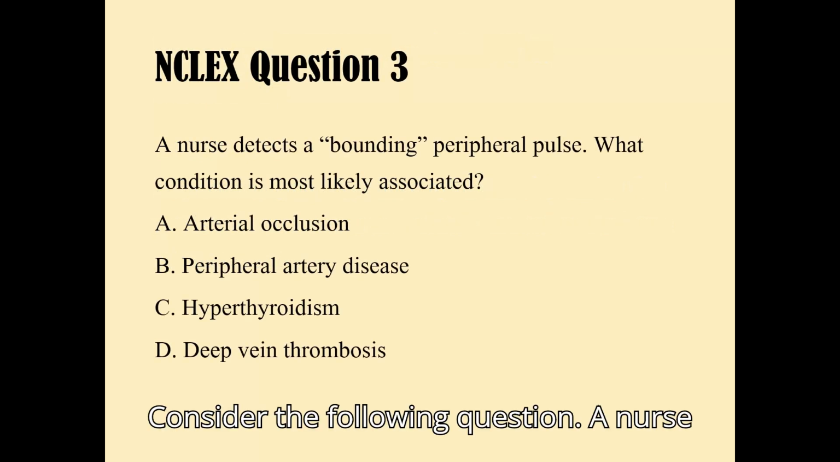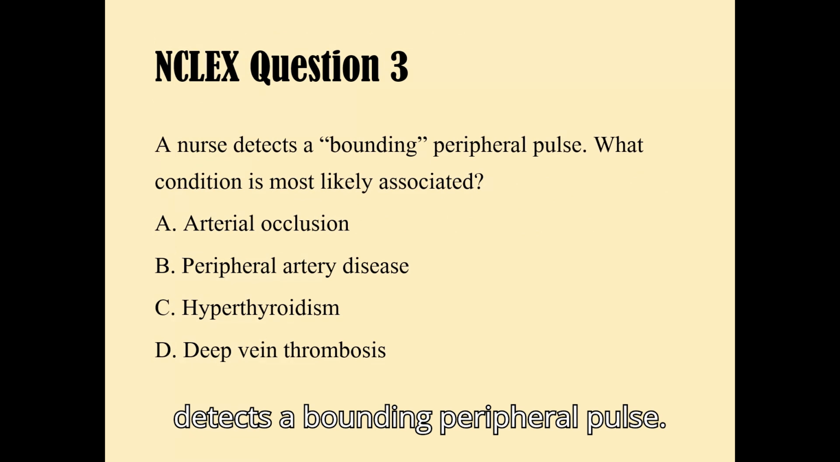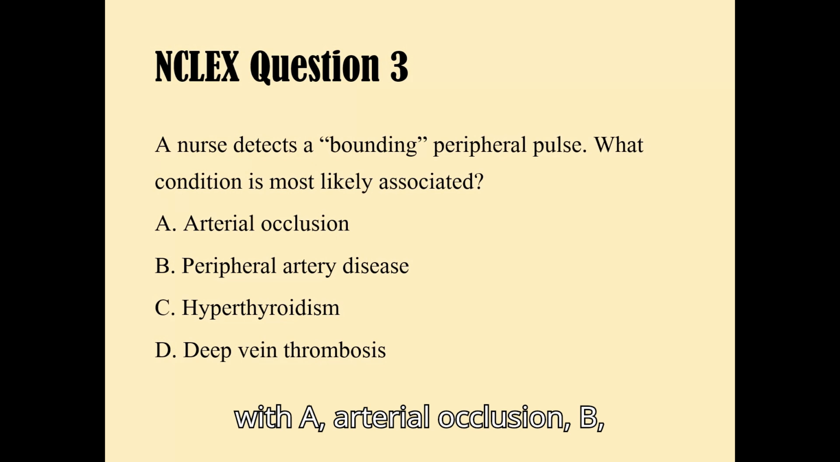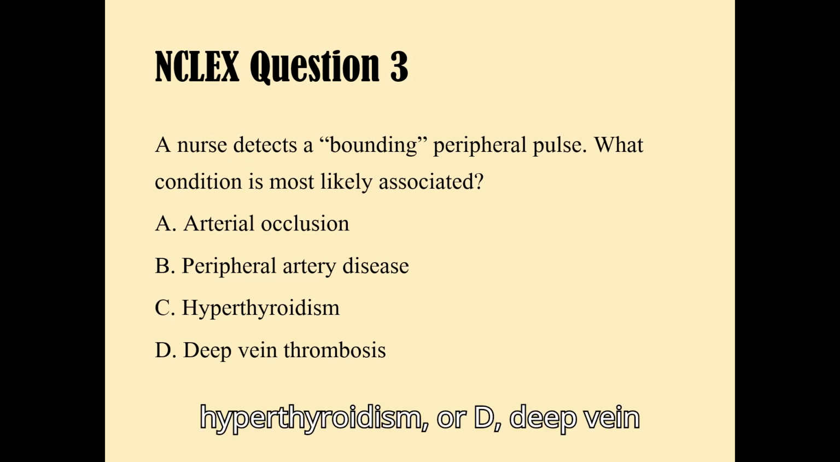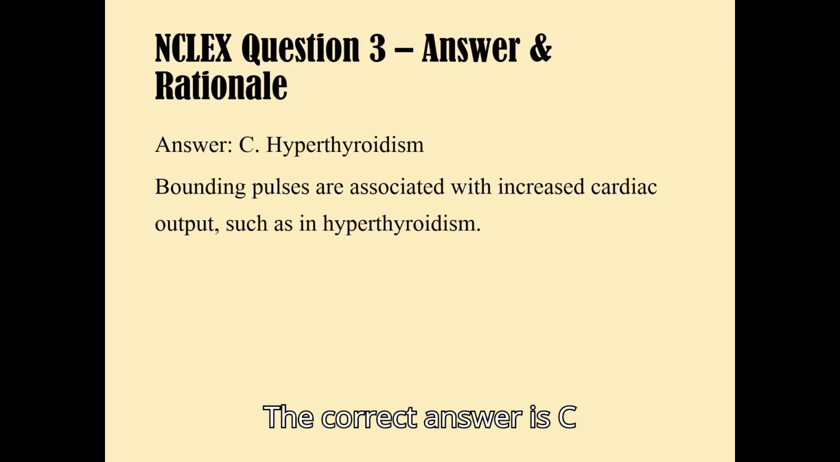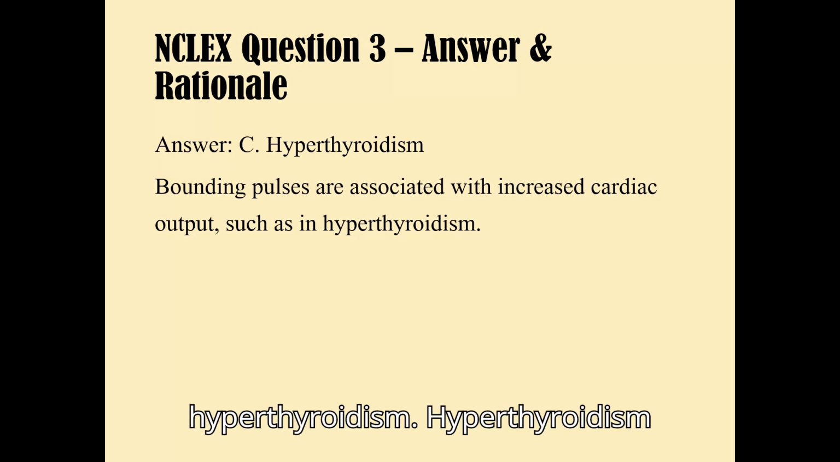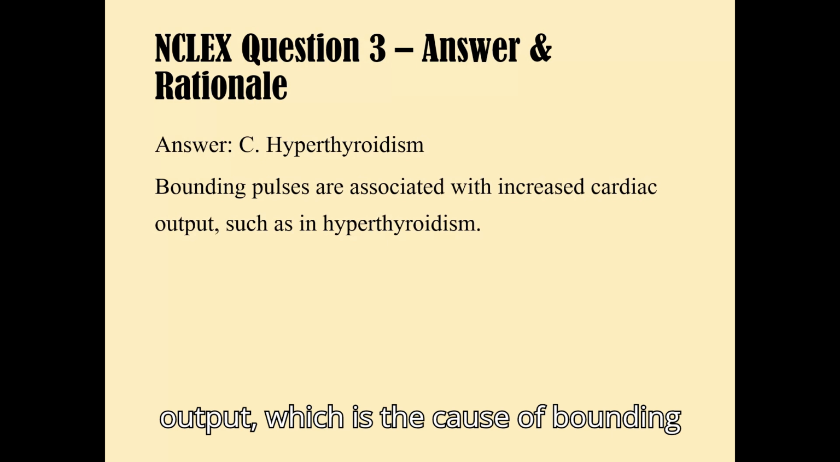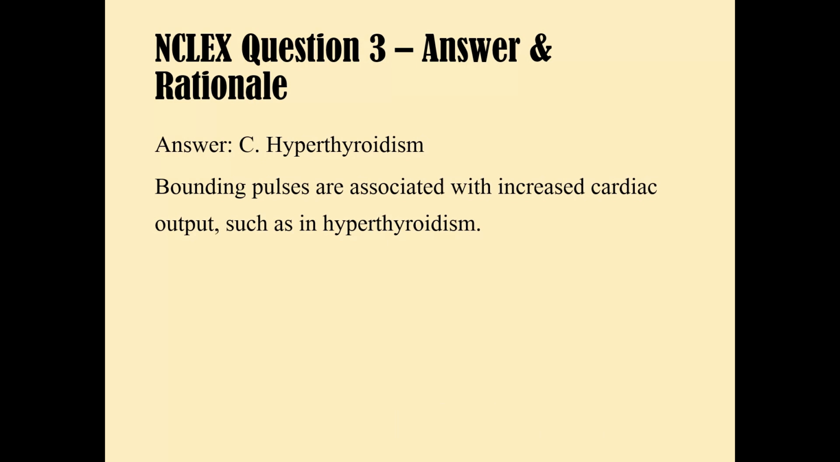Consider the following question. A nurse detects a bounding peripheral pulse. Which condition is most likely associated with A, arterial occlusion, B, peripheral artery disease, C, hyperthyroidism, or D, deep vein thrombosis? The correct answer is C, hyperthyroidism. Hyperthyroidism frequently causes increased cardiac output, which is the cause of bounding peripheral pulse.